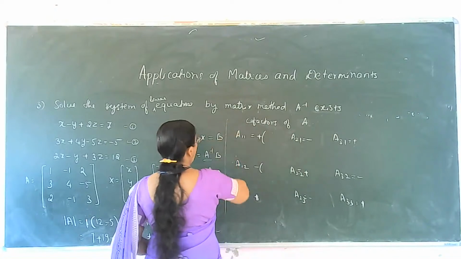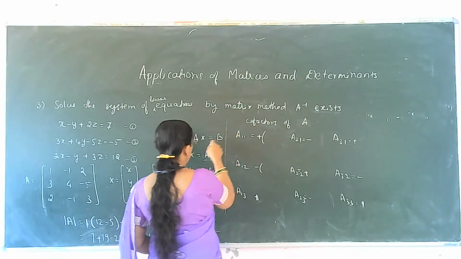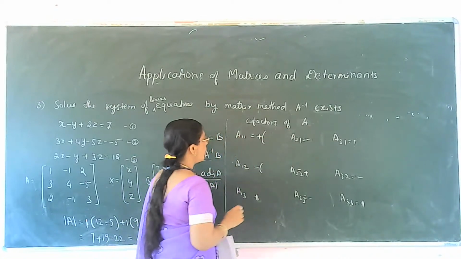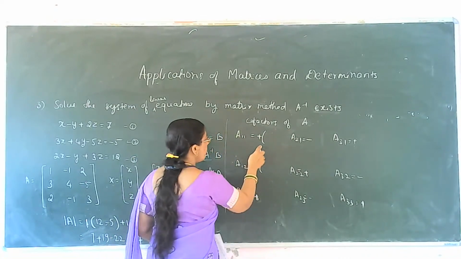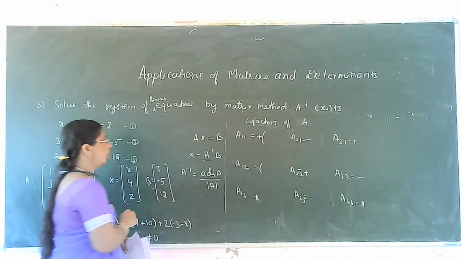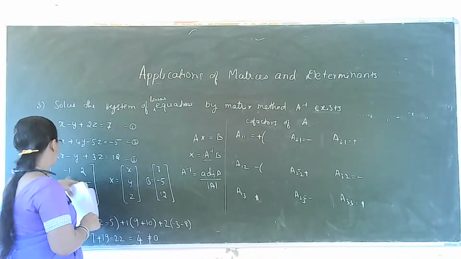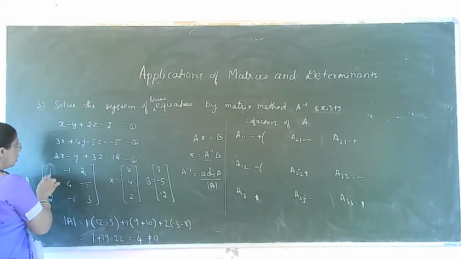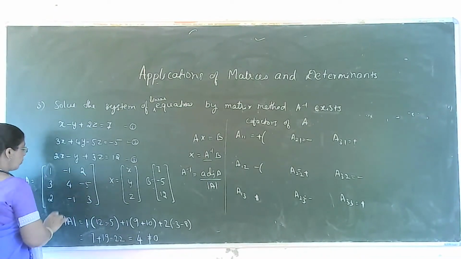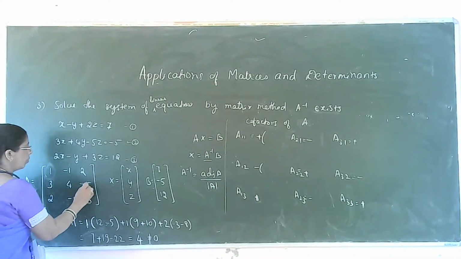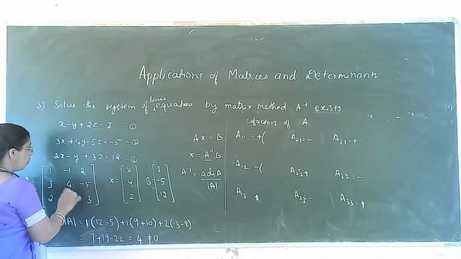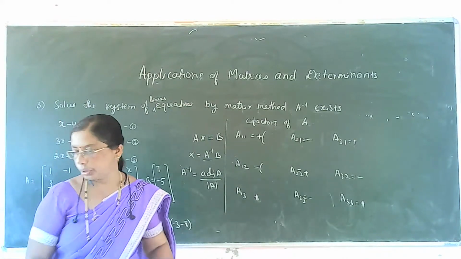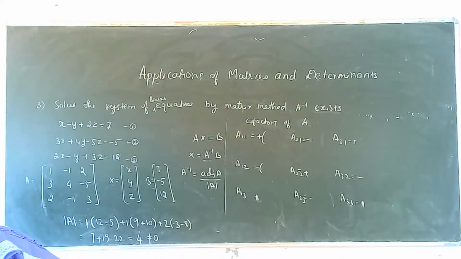Then we find X is equal to A inverse B. Then find the cofactors of A. First one is plus. A11 is this one. Deleting these terms and finding this, we can take this method: 4 into 3, 12.